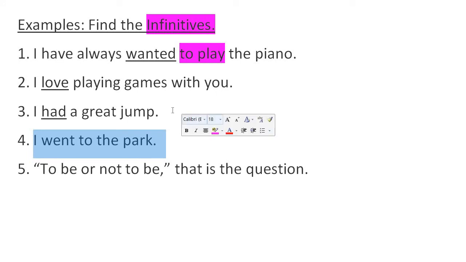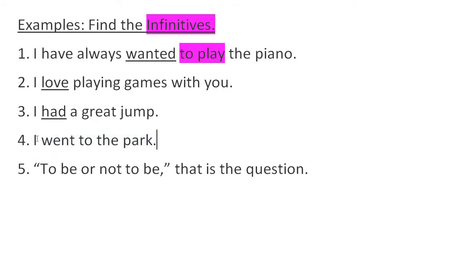Okay. Number 4, I went to the park. Let's see if you can find the infinitive in there. Okay, this one has no infinitive. Some of you might say went to is the infinitive, but to has to be in front of the verb. And also went is past tense. It needs to be to go. So there is no infinitive in there. Here, to is a preposition that's connecting where they are going. So there's no infinitive in there.